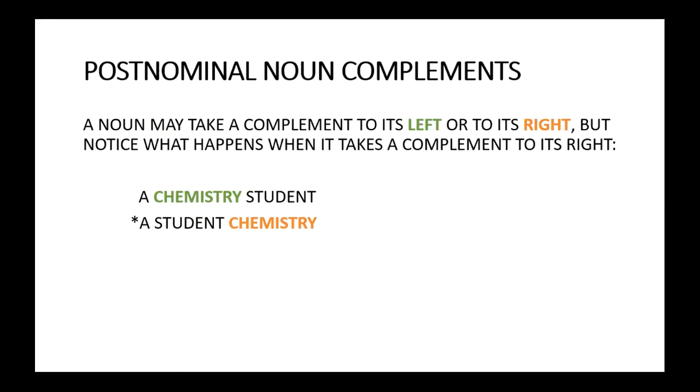Now, if we put the complement to the right, in English you cannot do that. You cannot say a student chemistry. You have to say a student of chemistry. A student of chemistry. So we get this very, very strange particle here that appears, this of, that we need to explain why this of appears in this case.